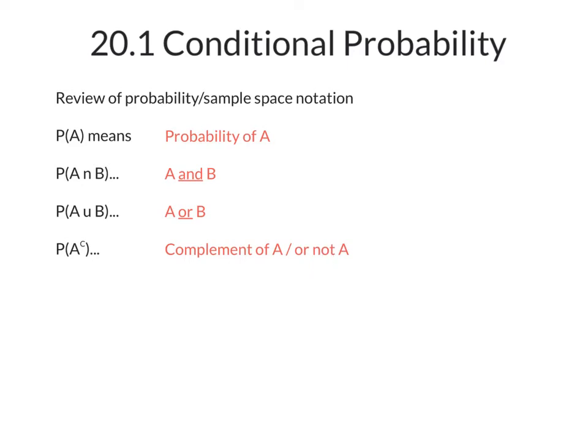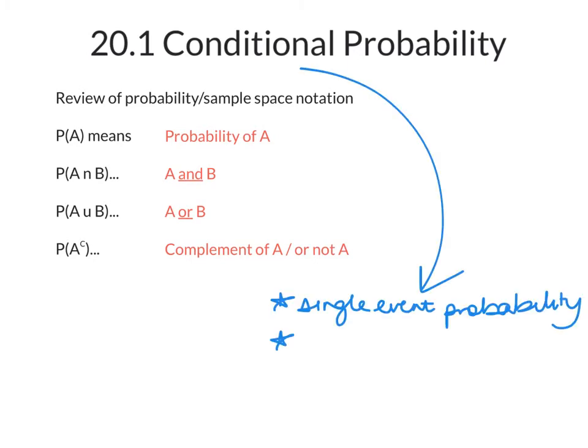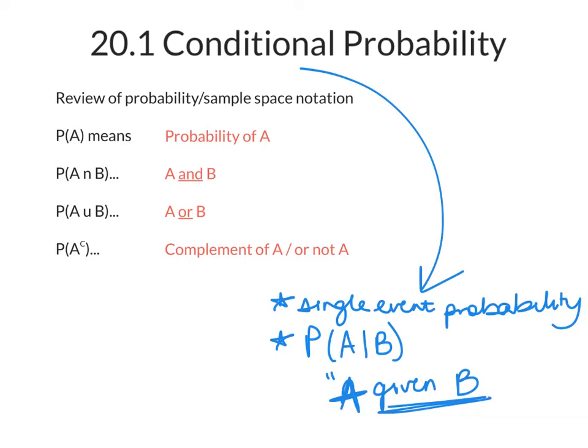So conditional probability is again another single event probability. And it's written like this, the probability of A given B. That's just a straight up and down line. It kind of looks like that absolute value line. And I would write down that this is the probability of A given B. What that means is that given B is already true.